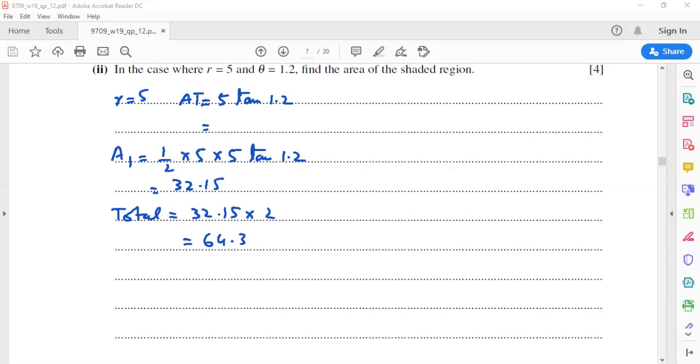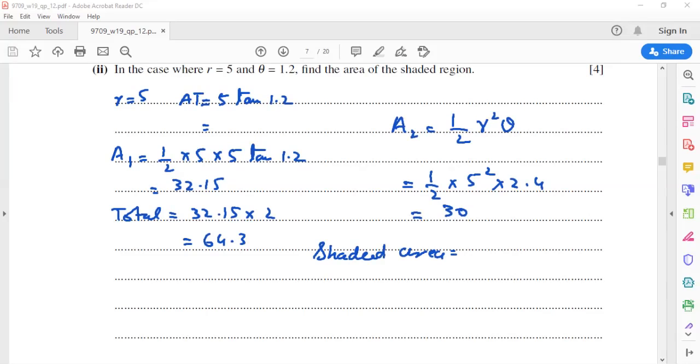Now area of the sector, that is half r squared theta, half into r squared, which is 5 squared, and theta is double of 1.2, which is 2.4. So it is equal to 30. Shaded area is equal to 64.3 minus 30, and this gives us 34.3. So this is all about the first four questions, and the next question we'll see in the next tutorial.